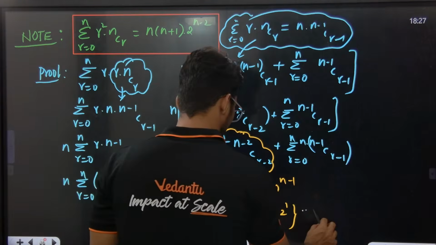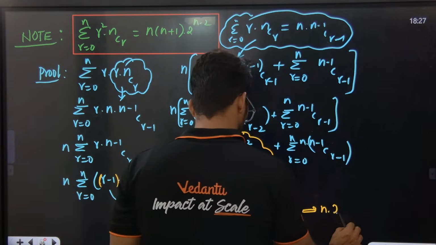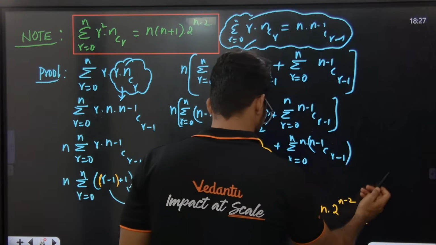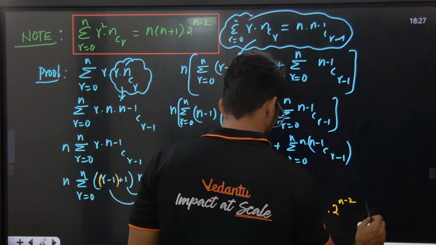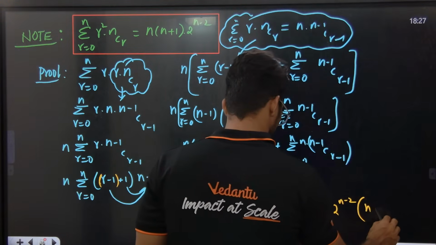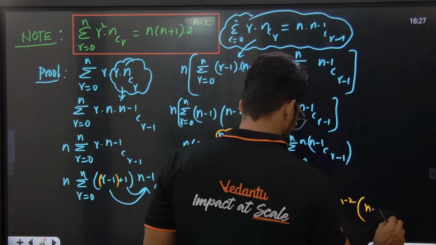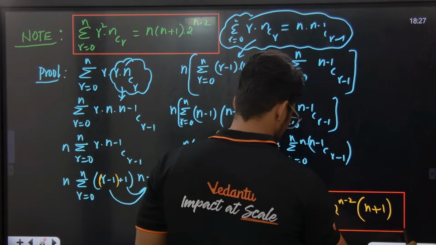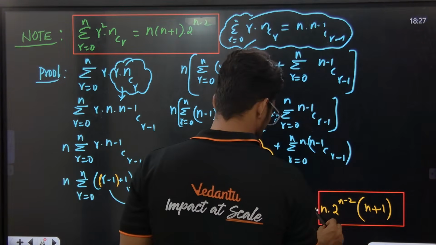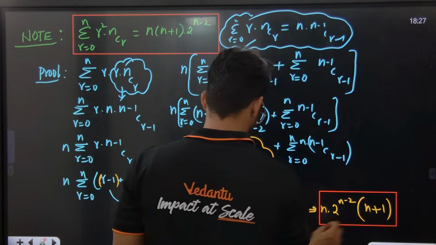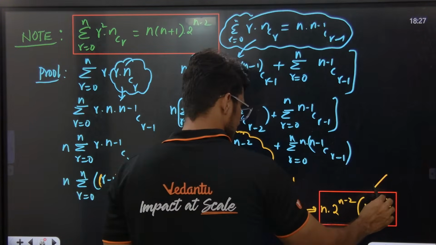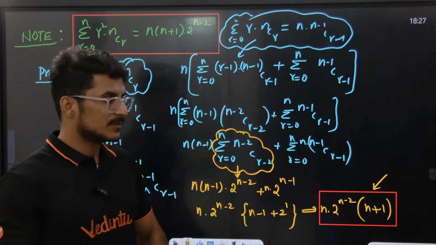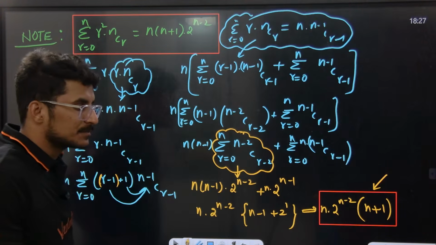So what is this? n into 2 power of n minus 2, and in the bracket n plus 1 will come. So this is the answer. I wrote the result. Does everyone understand?